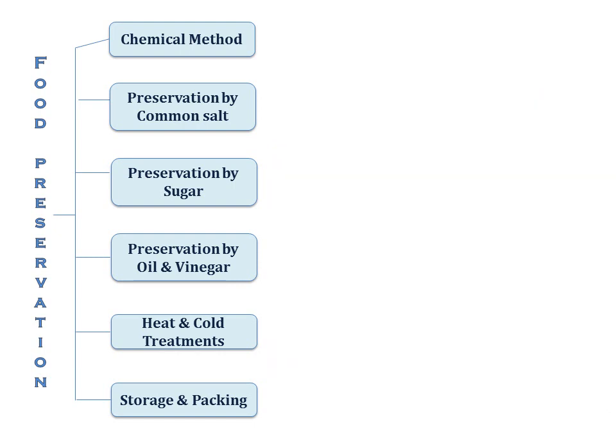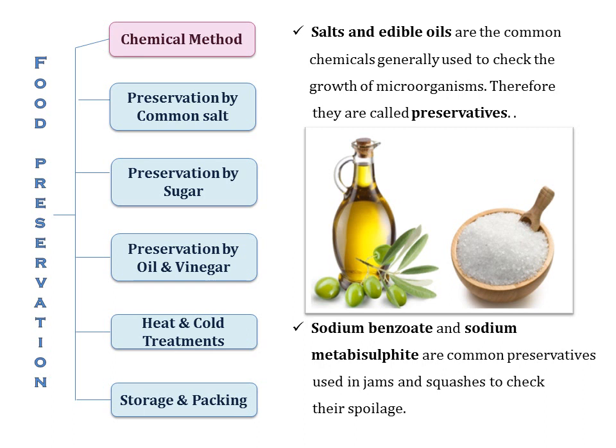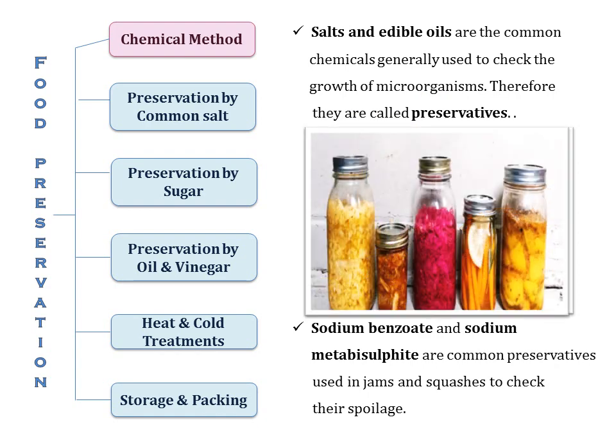So the first method is chemical method. Salt and edible oils are common chemicals generally used to check the growth of microorganisms. Therefore, they are called as preservatives. We add salt or acid preservatives to the food to prevent the attack of microorganisms. Sodium benzoate and sodium metabisulfite are common preservatives used in jams and squashes to check their spoilage.